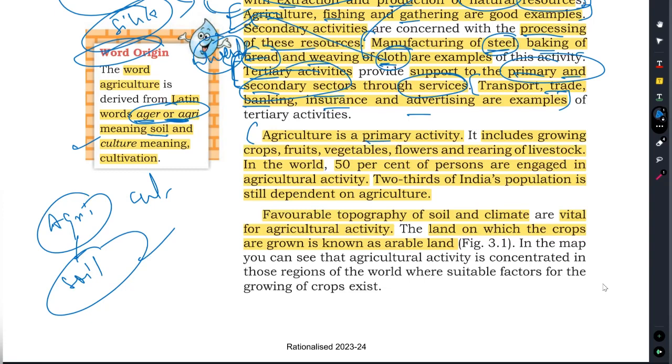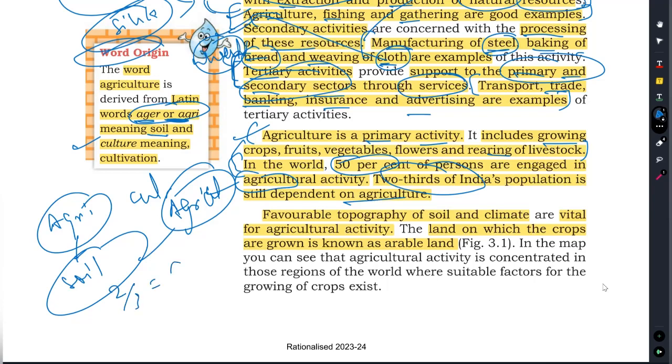Agriculture is a primary activity. It includes growing of crops, fruits, vegetables, flowers, and rearing of livestock is also a primary agriculture activity. In the world, around 50% of the people are engaged in agriculture activity. So you can now know the importance of agriculture. We need food to survive. All this food comes from agriculture only. 2/3 of the Indian population is primarily dependent on agriculture. 2/3 means around 60%. More than 60% of people in our India depend upon agriculture activities.